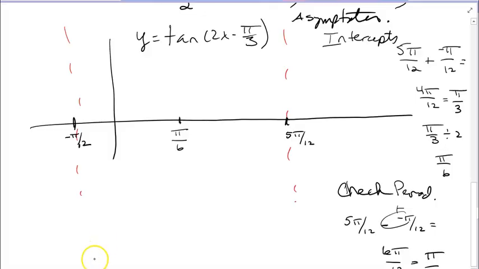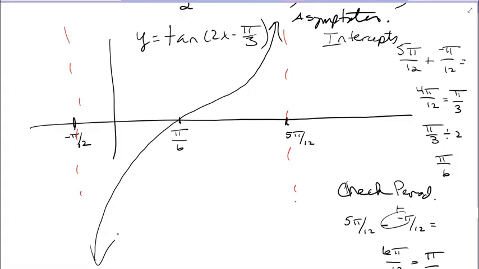There's no amplitude change, so it's a pretty basic function. And there's a sketch of your tan curve. It's going through pi over 6 with asymptotes.